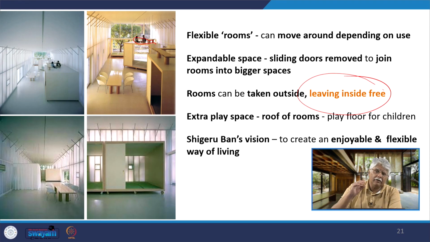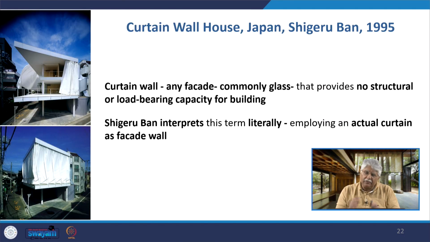So he came up with a completely radical idea of what a house could be in the 21st century. All these examples that I showed you of Shigeru Ban are primarily concepts, they are experimental. And then we have the curtain wall house, again by Shigeru Ban, again a concept in 1995.